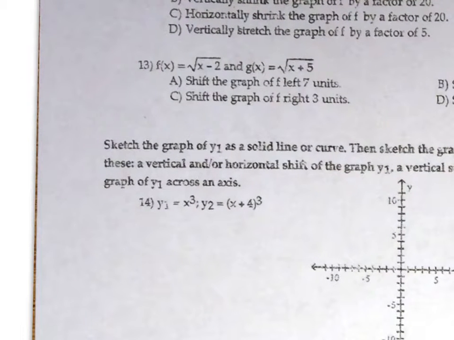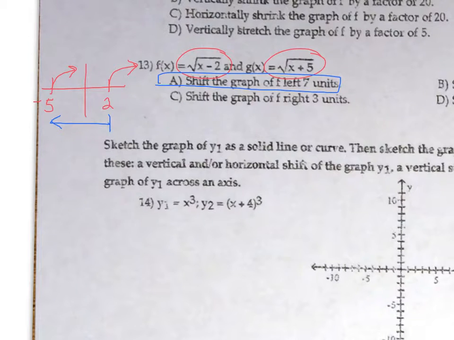Number 13. What I recommend that you do for number 13 is sketch the graph just the way we did on the notes and on the assignment. Here, the first one moves to the right 2 units. The second one, it's at -5, and then you graph it. So if you want to go from the first to the second, you have to shift that graph to the left, and that would be how many units? 7 units. So it's A.